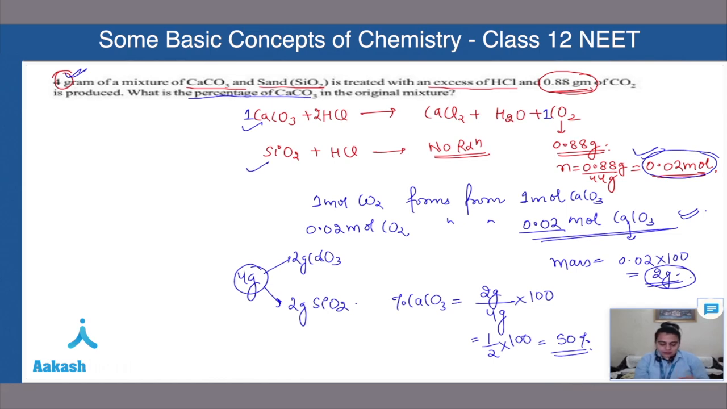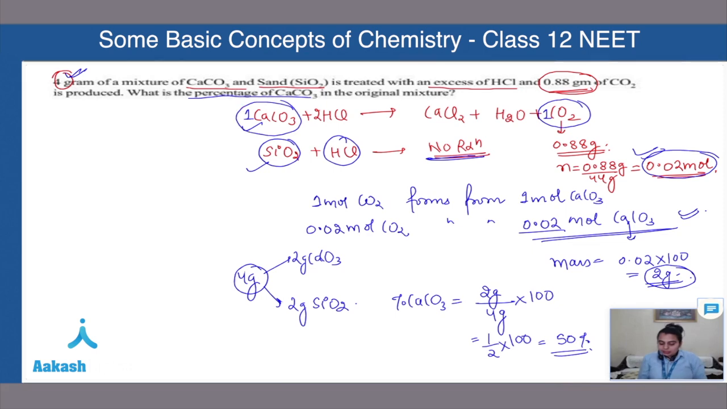Am I clear to you? Okay. Now, Praveena, you can see from your reaction, 1 mole of CO2 requires 1 mole of calcium carbonate. This much is clear now. But how much CO2 is getting formed in the reaction? It is 0.88 gram, which means 0.02 moles. Yes or no? If 1 mole CO2 requires 1 mole calcium carbonate, then 0.02 mole of CO2 will require 0.02 mole of calcium carbonate. Can I say this thing? Yes, 0.02 mole of the calcium carbonate.